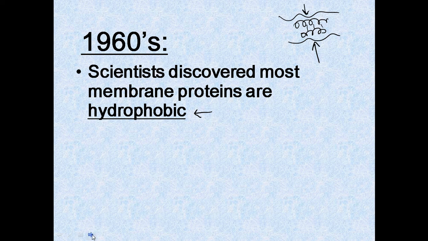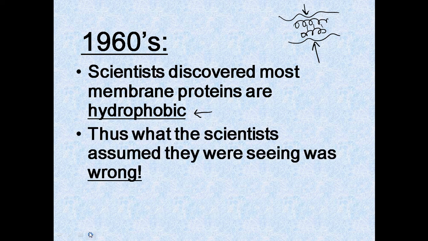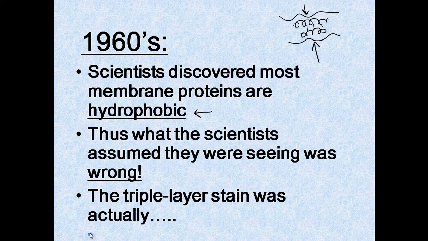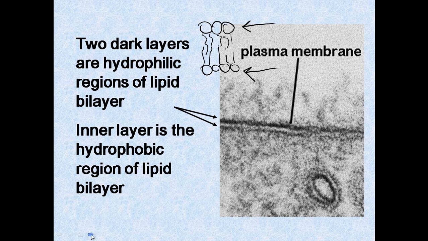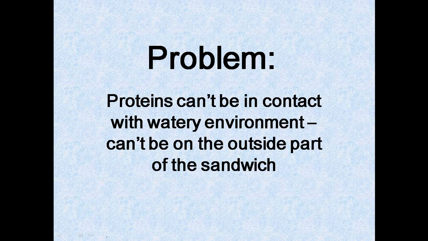So what the scientists assumed was wrong, and instead the triple layer stain was actually two dark layers that are the hydrophobic regions of the lipid bilayer, and the inner region is the hydrophobic part of the lipid bilayer. In other words, those dark regions are what we were making our analogy, the beach balls floating on top and bottom of your pool, and the light region was where the lipids were in the middle. So then, where are the proteins? The next problem. If the proteins can't be in contact with the water environment and they can't be on the outside, then where are they?